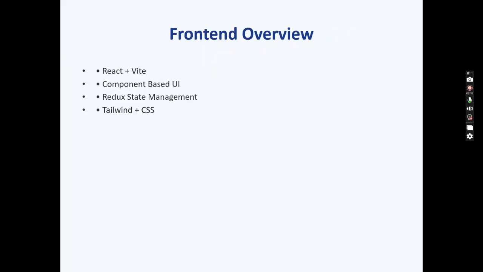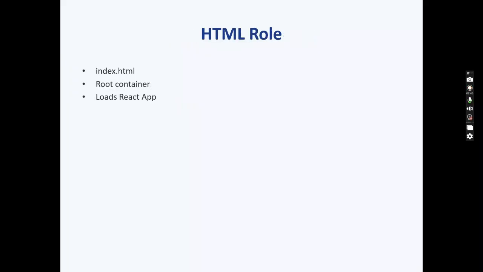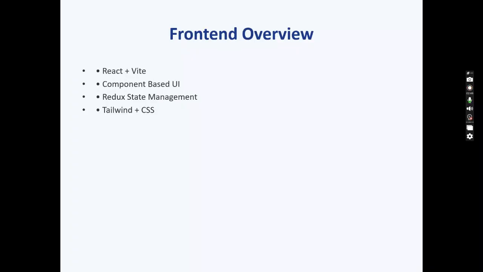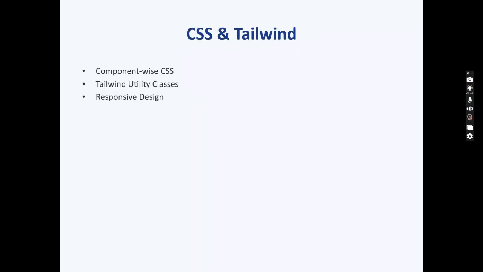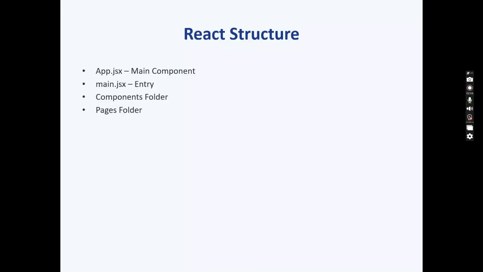Now we come to the front end. Front end is developed using React and Vite. Index.html contains the main root element. Main.jsx renders the application base, and App.jsx manages layout. The components are reusable, and Redux manages the global state of the front end.